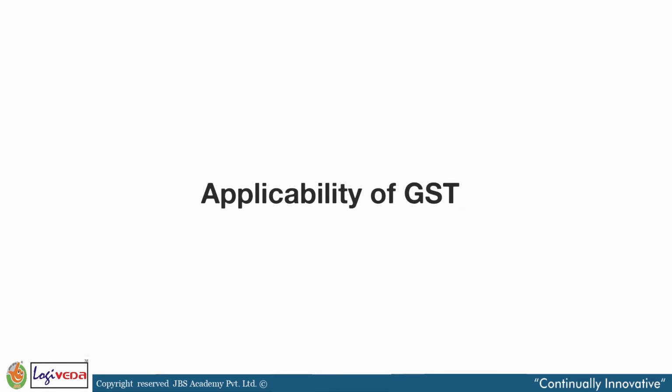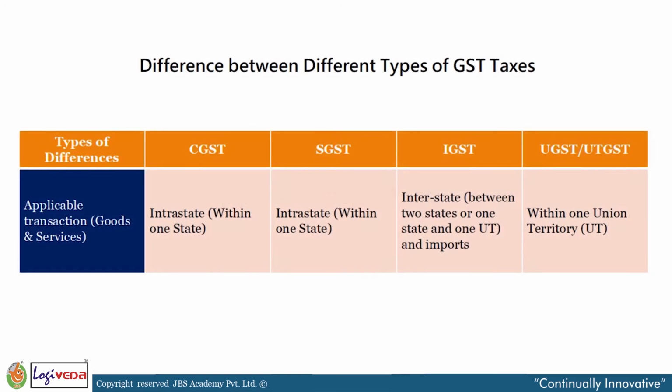What is the applicability of the different GSTs? The IGST applies for interstate transactions. Export and import is also interstate, so IGST is for interstate. CGST and SGST are for intrastate, that is within the state, and UTGST is within a union territory.